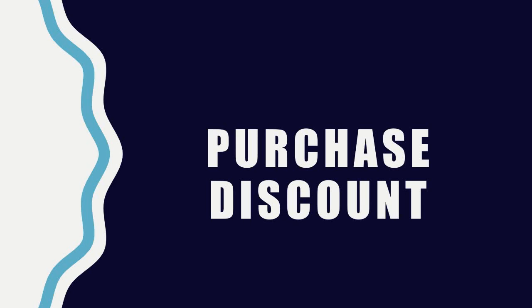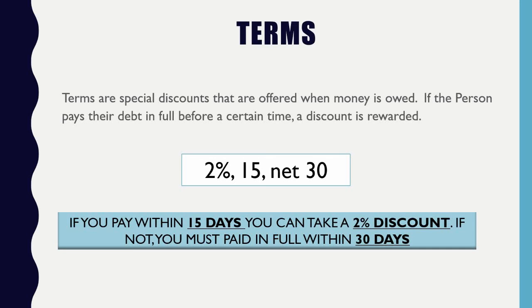Okay? So now I'm going to introduce you to purchase discounts, okay? Well, what are purchase discounts? When you're dealing with a vendor, they're going to give you what's called terms, okay? So what are terms? Terms are if you pay within a certain number of days, they're going to give you a discount. They're going to reward you with a discount. So if I translate this exact equation here where it says 2% 15 net 30, what does that mean? It means if you pay within 15 days, you can take a 2% discount. If not, you must pay in full within 30 days.